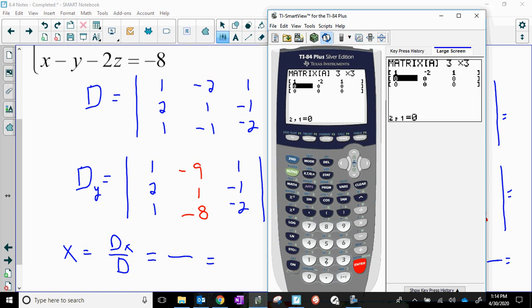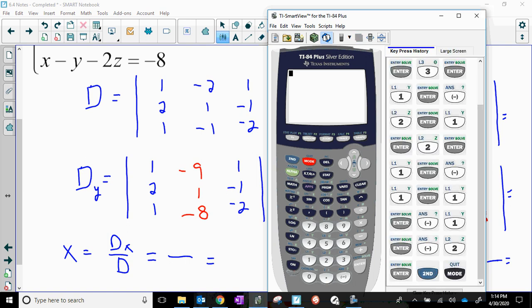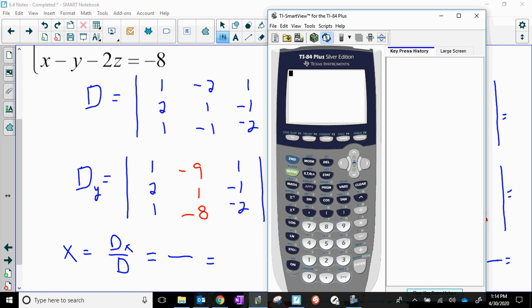Okay, then I put in the next row 2, 1, negative 1. And the last row 1, negative 1, negative 2. You must quit. You must go back to the home page. Let me show the key press history. Sorry, I showed you the large screen last time. And then you're going to go through the quit, or else it'll try to put it inside the matrix and it gets all confused.